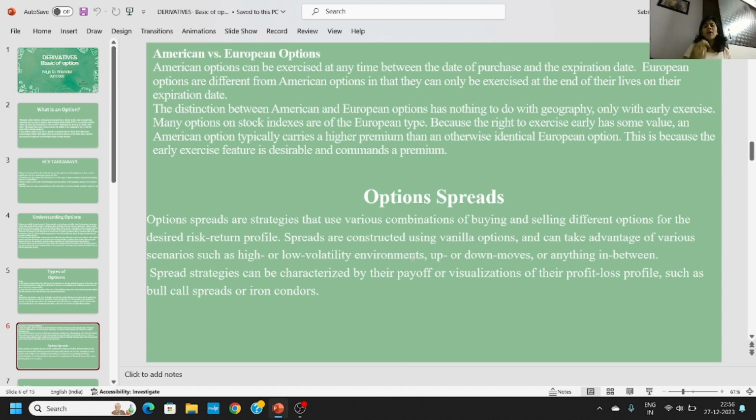Michael Daw says the market will move either uptrend, downtrend, or sideways, depending on the news or anything in between. So at that time, spread strategies can be characterized by their payoff or visualization of their profit and loss profile, such as put call spreads or iron condor.